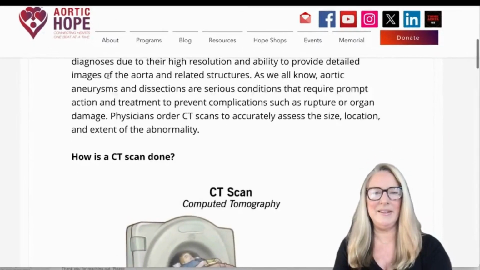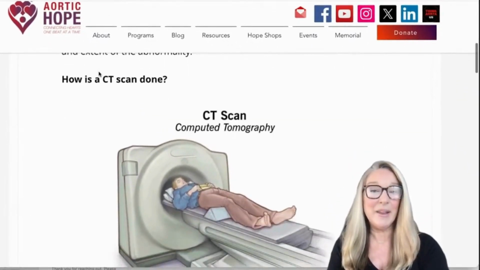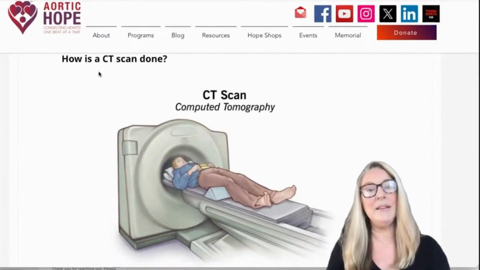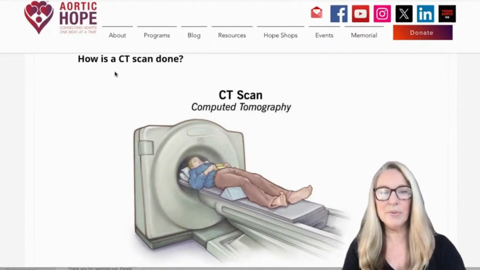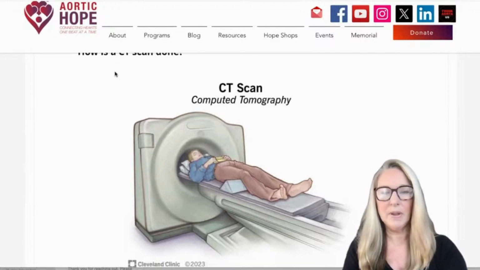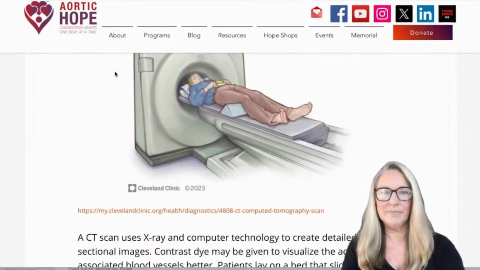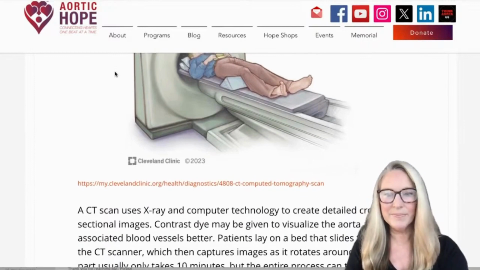So how is a CT scan done? Here we have an image of a CT scan of somebody just about to go through the scan. Been there, done that a few times.